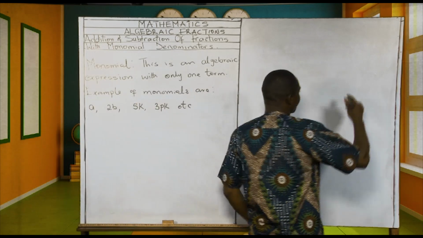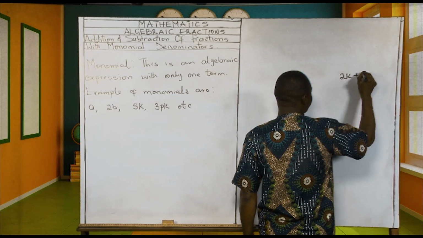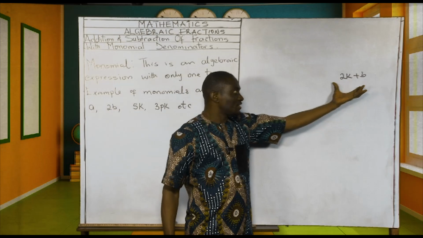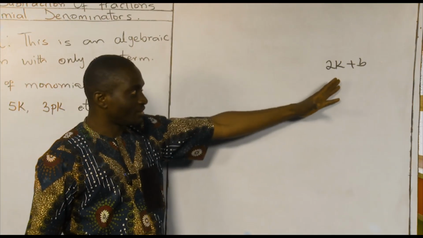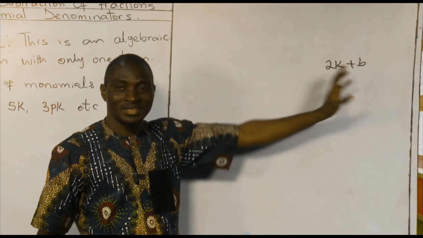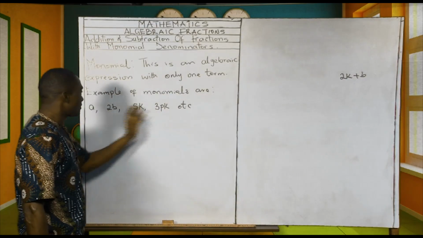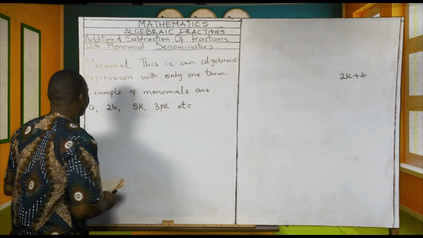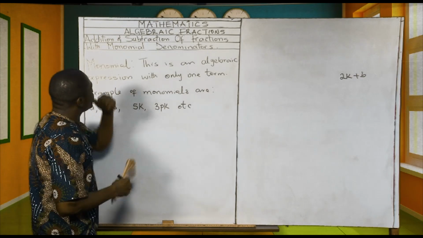Look at this: 2k plus b. This algebraic expression is not a monomial because this is not a single term but two terms. Take note of that. So that is different to that. These are single terms. Each of these expressions is a single term.